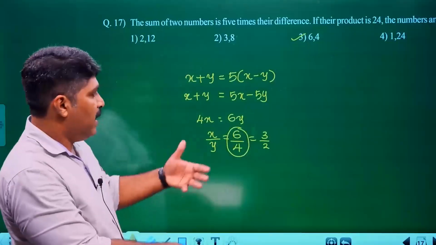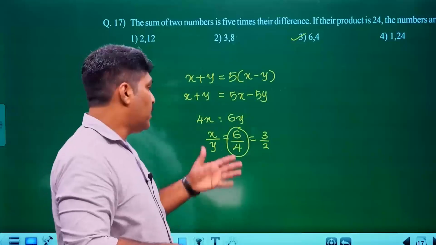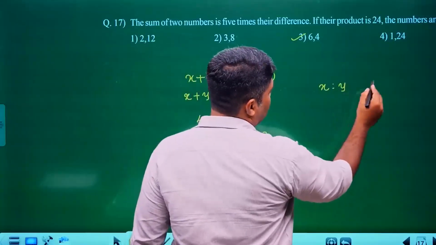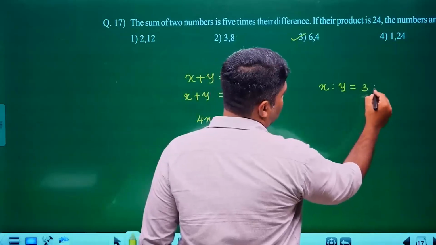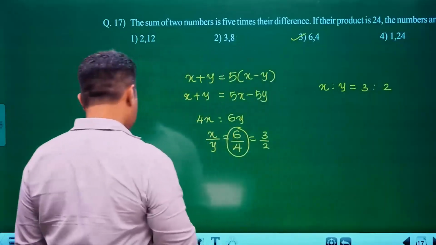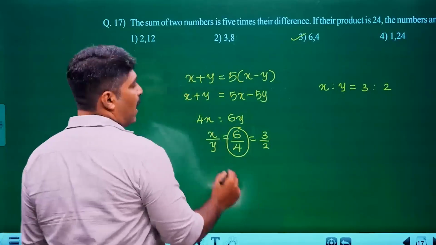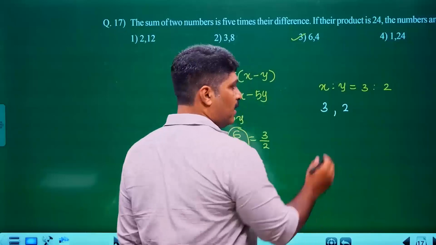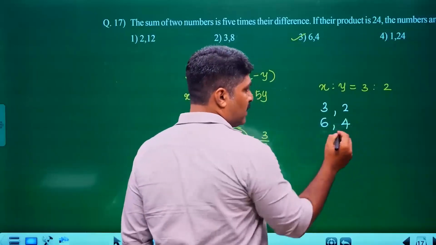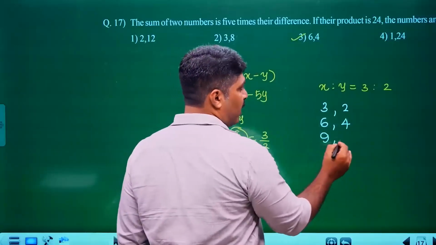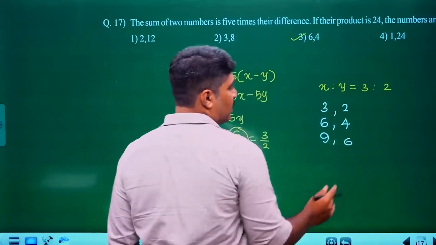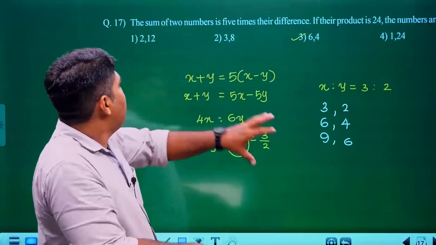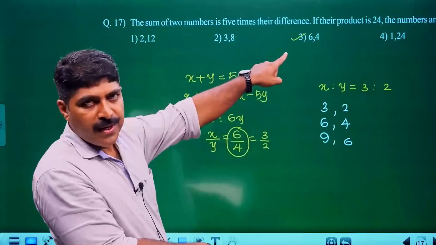If there are multiple possibilities like this, which are the other possibilities? If x is to y is in the form 3:2, which are the possible sets of values in that order? Either you can consider x is 3, y is 2. That's one possibility. x is 6, y is 4, that's the second possibility. x is 9, y is 6, that's the third possibility. These are the three possible sets of values. Out of these three sets of values, only one set is here.